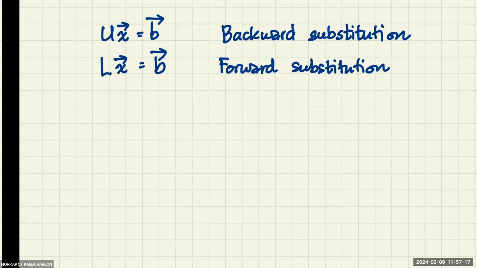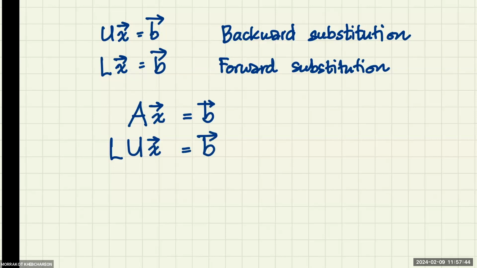Okay, so we start off with matrix A, times an unknown vector, I call it vector X, equal to the right hand side vector B. Okay, now if I rewrite A as L times U, so A is replaced by L times U times vector X equal to B. This is just straightforward substitution. Rewrite A as L times U.